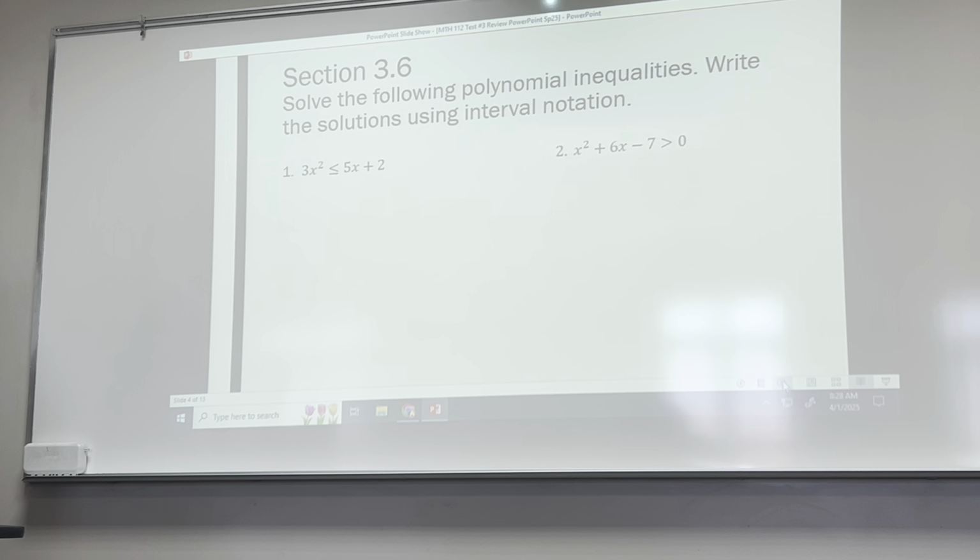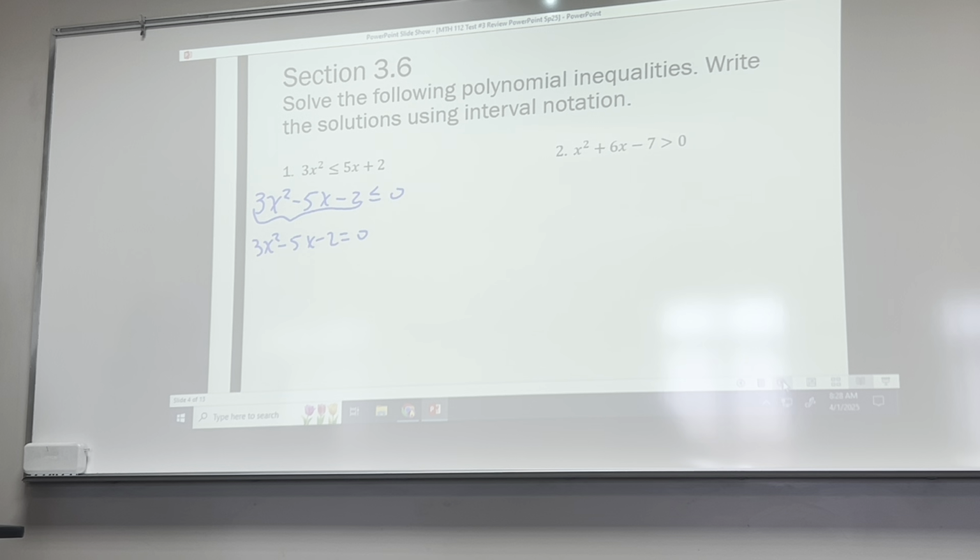Step 1, let's get all the terms on one side. So I'm gonna move the 5x and the 2 over, and that'll leave nothing on the other side, right? Get everything to one side. Then set your polynomial equal to 0. Before, we would call this finding the x-intercepts, or the zeros. Now we're calling it finding the boundaries, but it's the same math process.